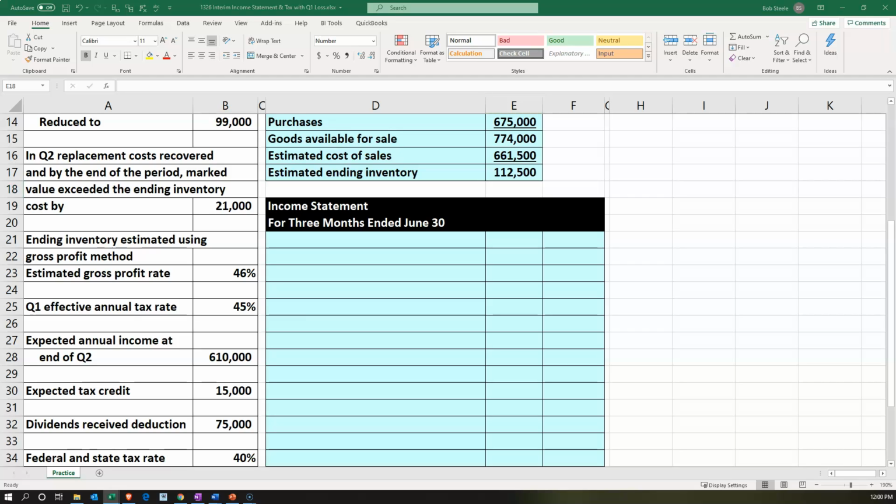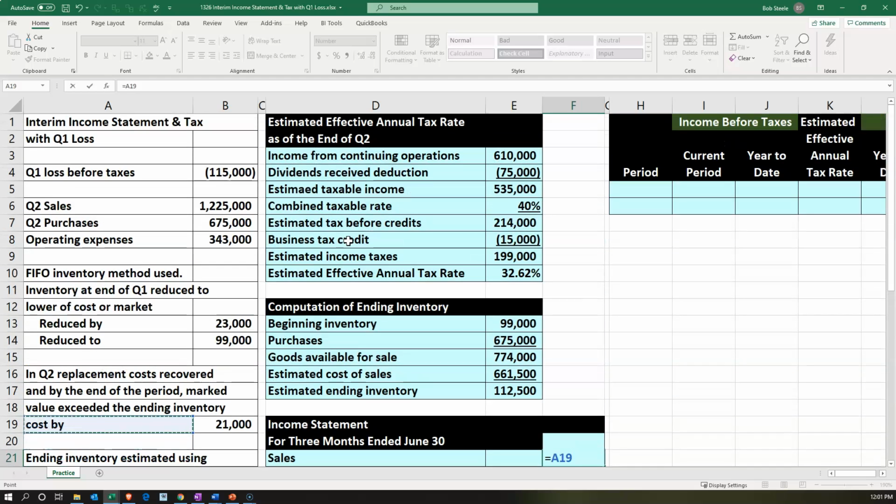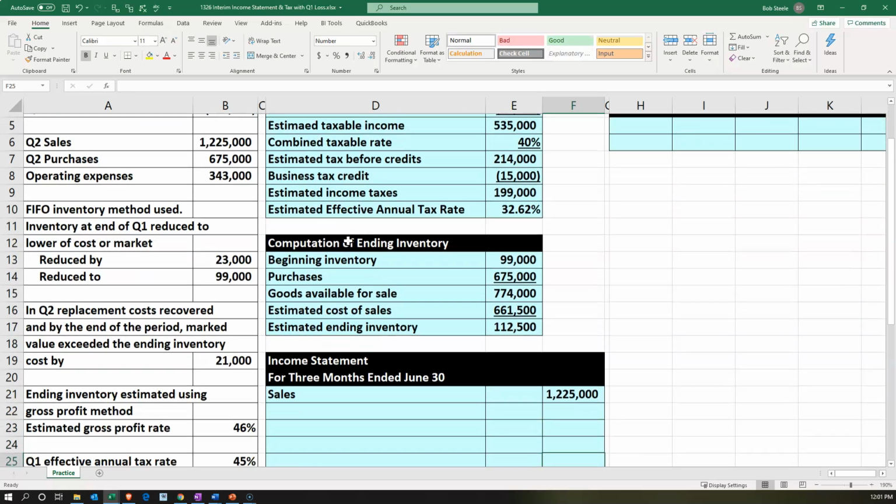which is 112,500. Then we're going to start the income statement for the second quarter, that being quarter 2, for the 3 months ended June 30th. So we're in the second quarter income statement. So we'll pick up the sales first. I'll put that in the outer column. That's given to us in the data up top. So I'm just going to pick that straight up from the data. So we're going to pick the 1,225,000.